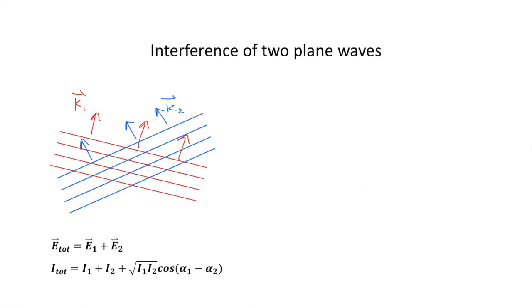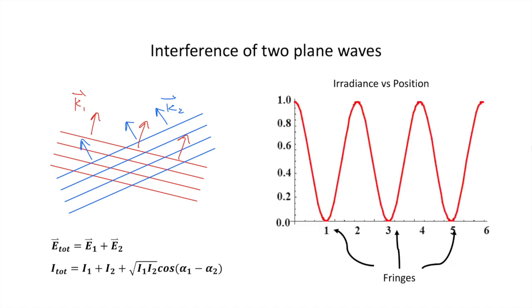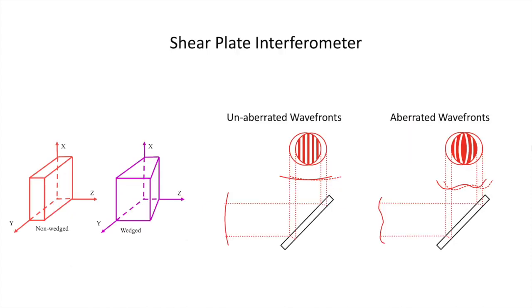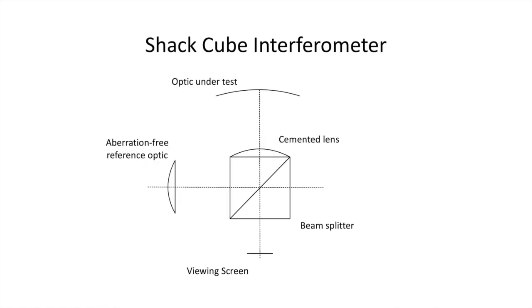When two waves spatially overlap, the fields interfere with one another. The resulting fringe pattern is the sum of the two waves and represents the difference in phase between the two. A shear plate interferometer leverages this fact by interfering an aberrated wavefront with a shifted version of itself, producing a wavefront difference function. But since we don't know what the aberrated wavefronts look like, the patterns can be hard to interpret. One way we can overcome this is by using a Shack cube interferometer.